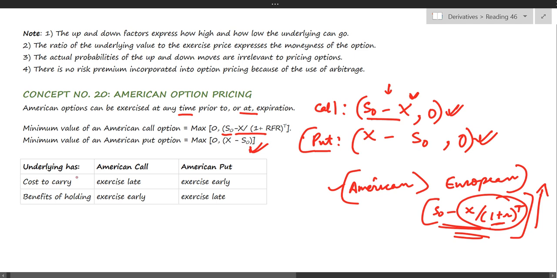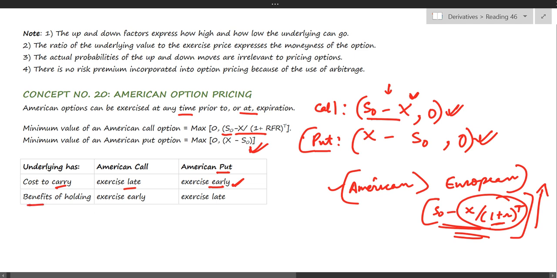And lastly, the effect of cost of carry on an American call option. Very simple: if there is some cost to be incurred in case of an underlying, then you will be delaying the call option. You will exercise the call option as late as possible. However, in case of put, you would want to sell it off as early as possible, and hence if there is a cost of carry associated with the underlying, then you would exercise the put early.